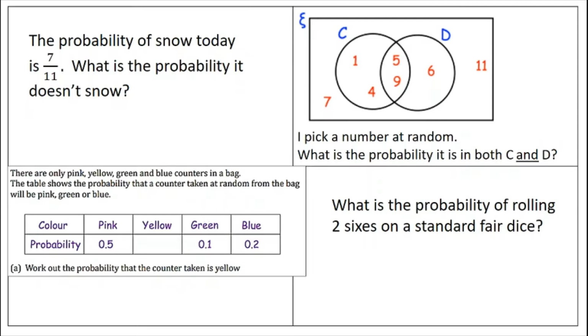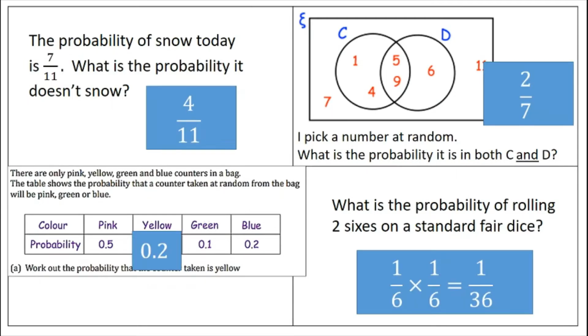Okay, the answers for these. The first one was 4 out of 11 because it has to add up to 1. The second one, C and D, would be the center there, the intersection, so 5 and 9, so 2 of them out of 7 possible answers, 2 out of 7.